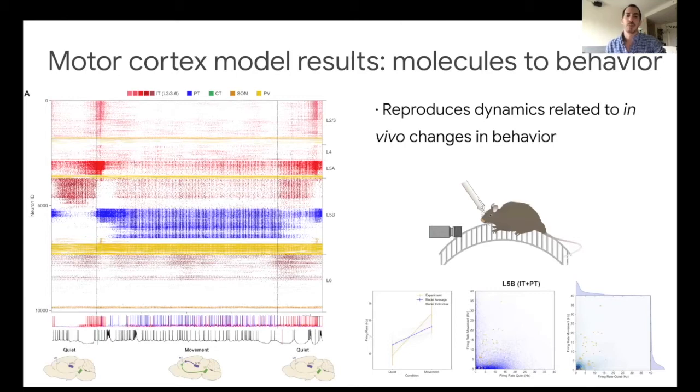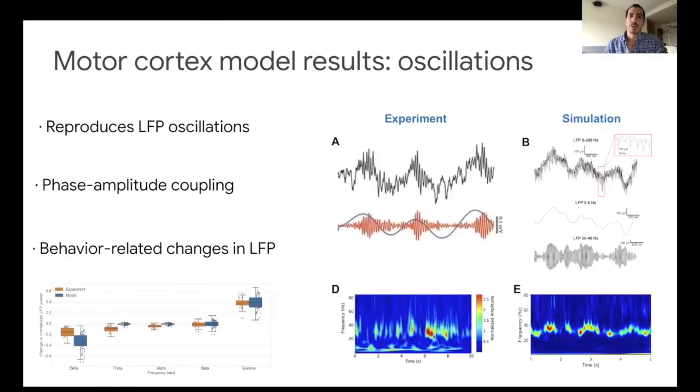For example, we reproduce the activity of different types of behavior when the mouse is quiet or not moving versus when it's moving on a treadmill. We also generated local field potential signals from the model and compared them to the actual recorded LFPs in the mouse during the different behavioral states.